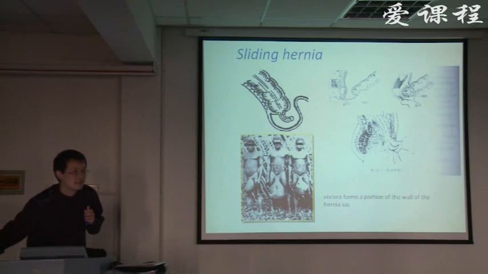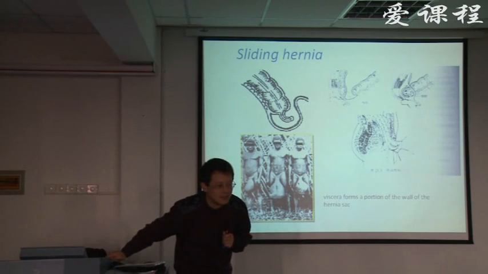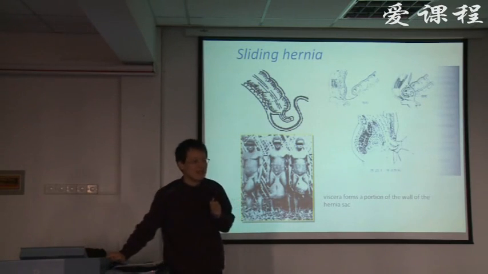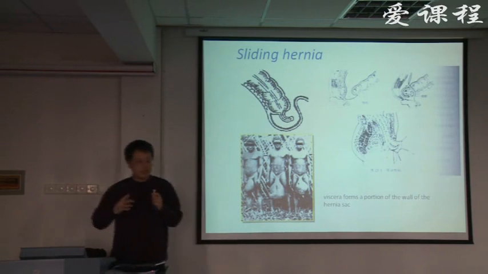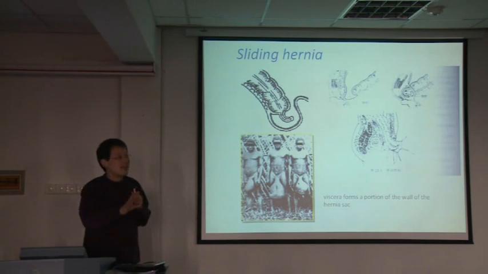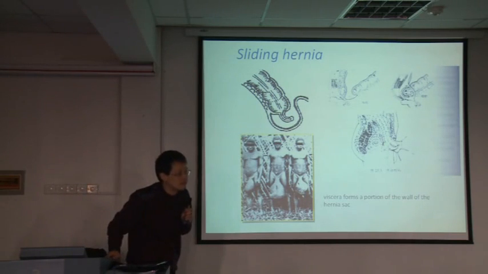In the reducible hernia, the peritoneum forms the sac. Right. In reducible hernia, usually it's only peritoneum. But in irreducible hernia, some are sliding hernia, but not all the irreducible hernia. So in the ones that are not sliding hernia, the hernial sac is only and only formed by the peritoneum.